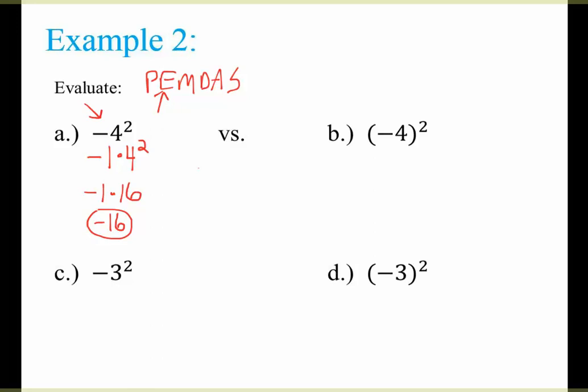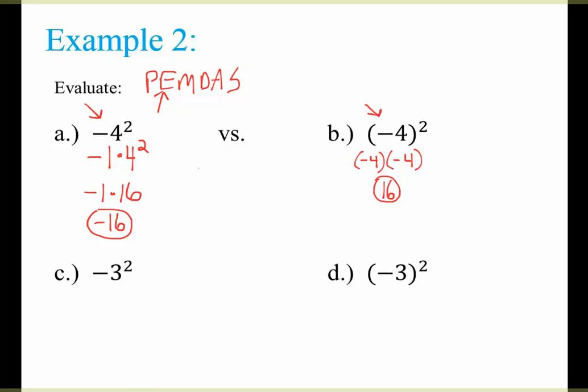Over here on B, this is the quantity negative 4 squared. And when you see this kind of construction where the number is protected inside parentheses, what that means is negative 4 times negative 4. Everything inside the parentheses times itself. So negative 4 times negative 4. In that case, this is where we say a negative times a negative is a positive 16. So notice that A and B produce completely different results. That's the impact of those parentheses when negatives are involved.